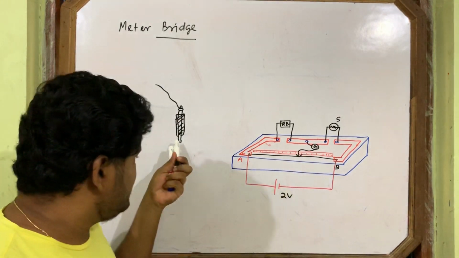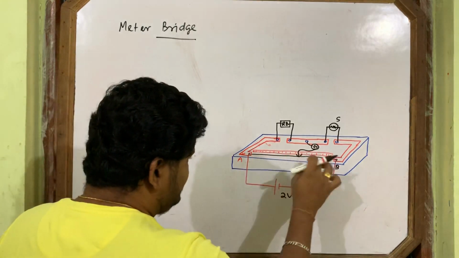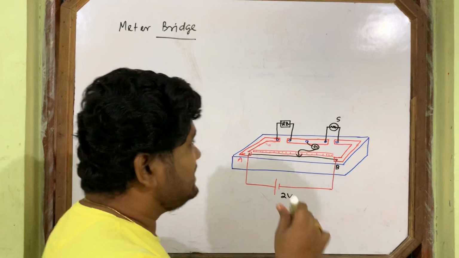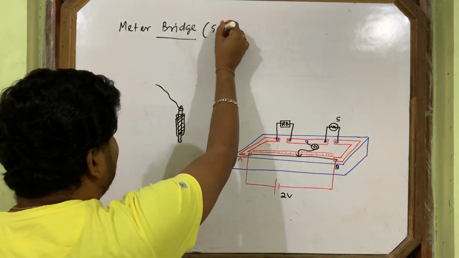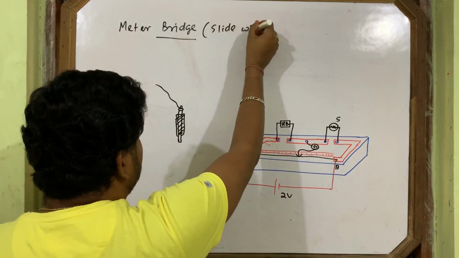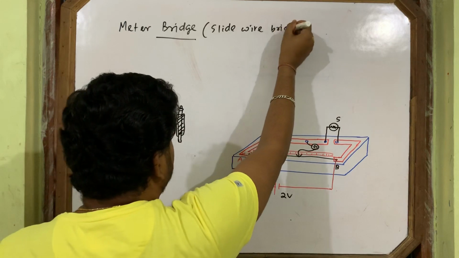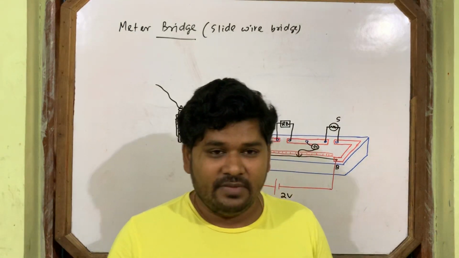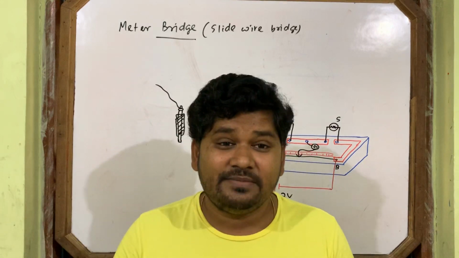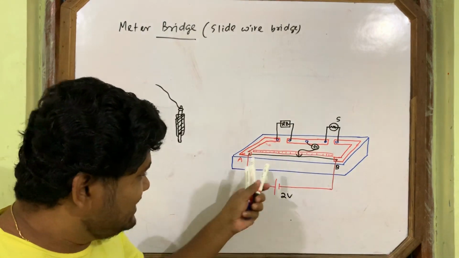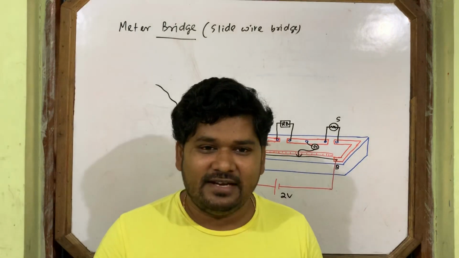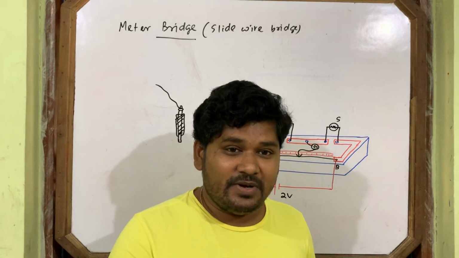This is the jockey. This pointer will slide on the wire, so it has another name, that is slide wire bridge. This is also one viva question. Why is the name slide wire bridge? Because this pointer, this jockey, slides on the wire. Hence it has another name, slide wire bridge.